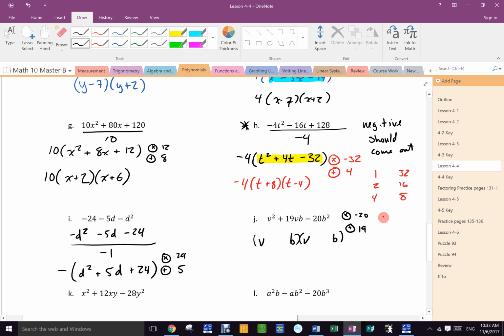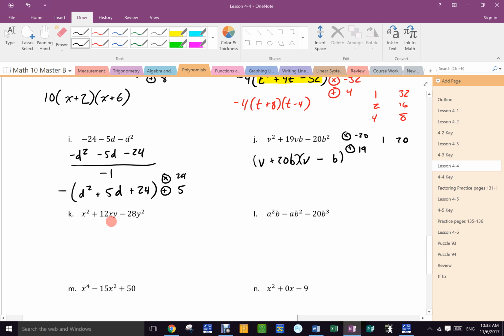Negative 20 and add to what? Positive 19. Is it 1 and 20? Yep. Is it 20 minus 1 or 1 minus 20? 20 minus 1 plus 20b minus, do I write 1b? No. And then I check. Is 20 minus 1 19? Is 20 times 1 negative 20? So we're correct. Please notice K is exactly the same as J.